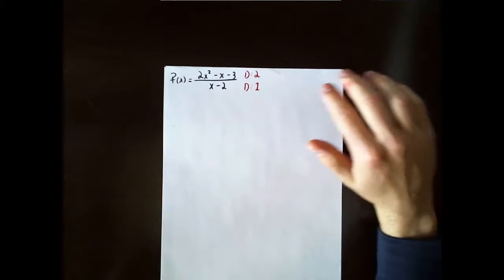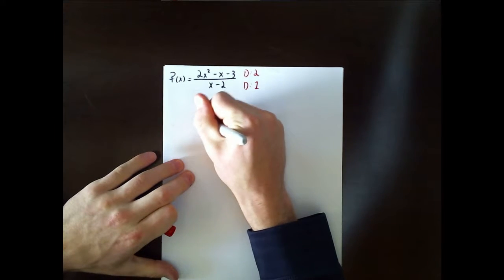So when you look at your degrees and it turns out that the degree on top is bigger than the degree on bottom, you're going to have to do polynomial long division, and the result of that polynomial long division is going to be your horizontal asymptote. So I'm just going to set up polynomial long division and go through it.